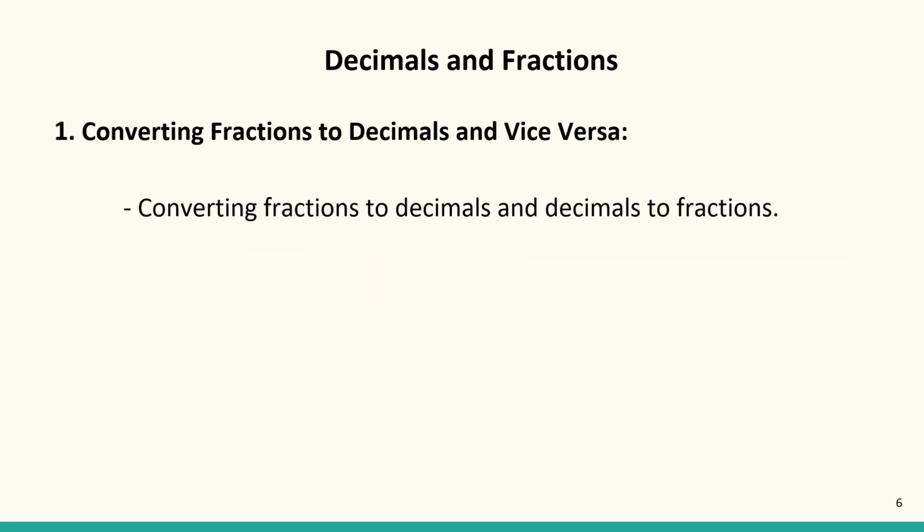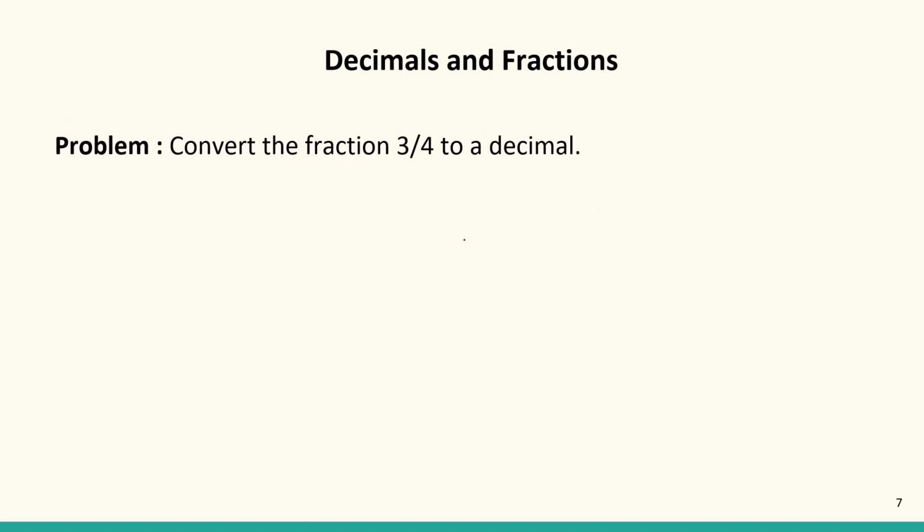The first kind is converting fractions into decimals and vice versa: fractions to decimals and decimals to fractions. Let's see how to convert a fraction to a decimal. We have 3 by 4, so we have 4 and we have 3 here. So 3.0. 4 into 7 is 28, so 30 minus 28 leaves 2. We can put another 0 after this and bring it down. So we do 4 into 5, which is 20, and the remainder becomes 0. So we have got a terminating decimal number, that is 0.75.